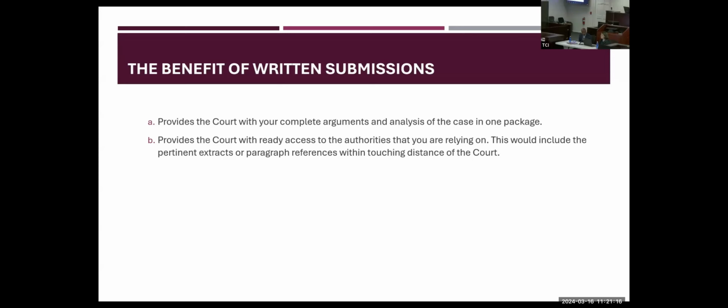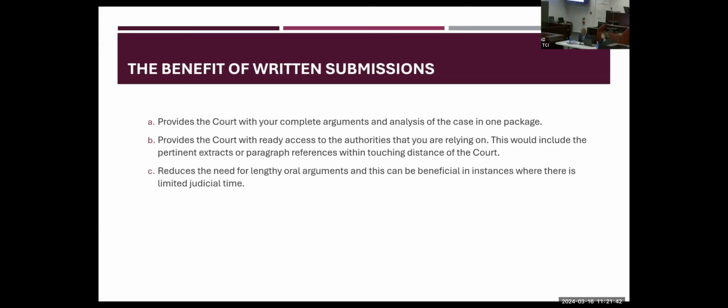It's beneficial because it provides the court with ready access to the authorities, whatever they are, case law, legislation, journal entries. And you should also include the relevant extracts or the paragraph references for the court, and they are able to cross-reference with your authorities bundles, and should have done that in advance of the hearing.